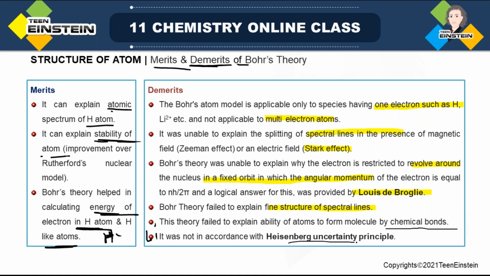And the last one, though it is not yet discussed, it is important to mention here: the Heisenberg uncertainty principle, another principle we will discuss later. This is obviously an advanced principle compared to Bohr's theory, derived by Heisenberg, but it is not in accordance with Bohr's theory. Bohr's theory cannot explain this principle. So that is another demerit. These two, the statement of Louis De-Broglie and the uncertainty principle, we will discuss later, and then you will understand that they are not in accordance with Bohr's theory.